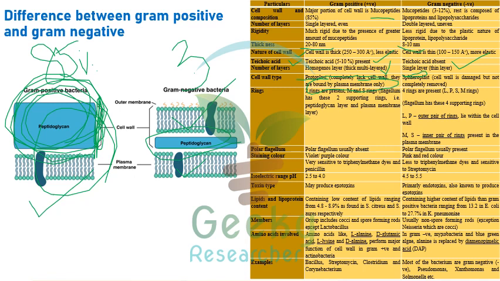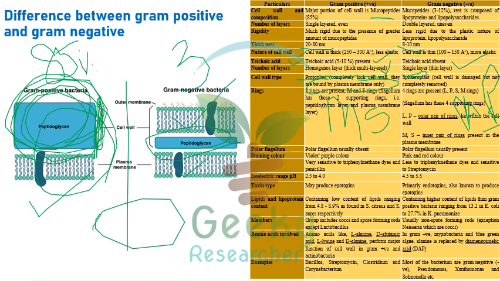The rings are also very, very important. What are the two kinds of rings present in gram-positive bacteria? M and S rings are present in gram-positive bacteria. When it comes to gram-negative bacteria, four rings are present: L, P, M, and S rings. If you see the bacterial flagella, it originates from the inner cytoplasm, and the rings will be like this.